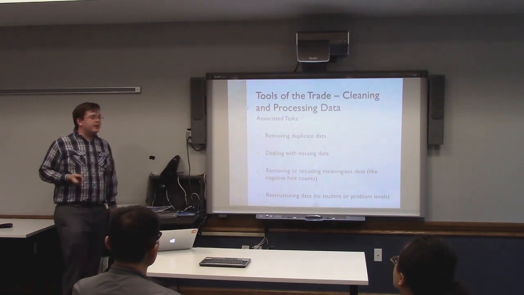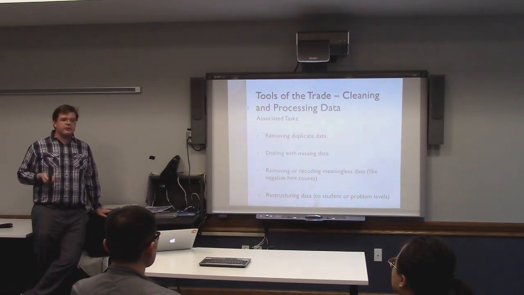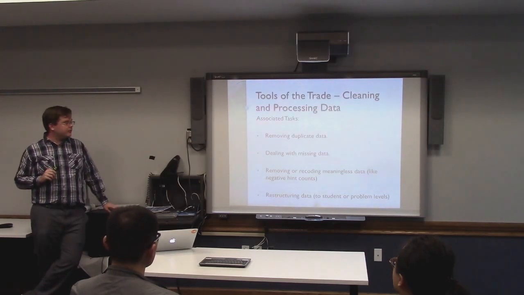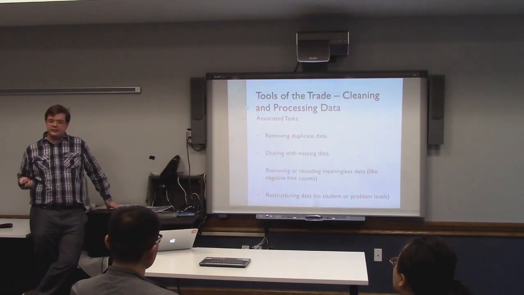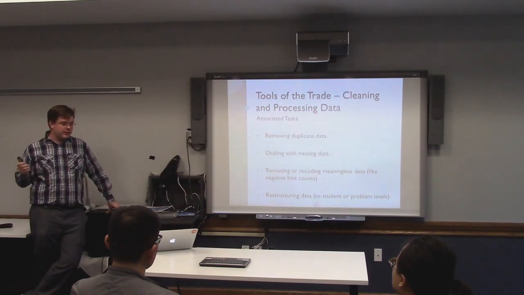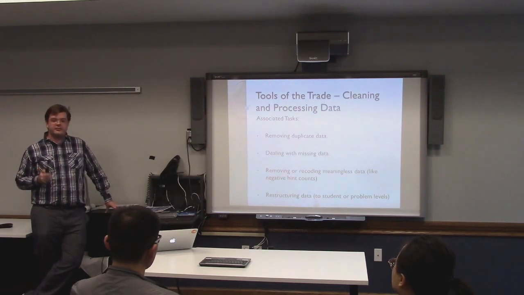So, moving on to cleaning and processing data. What are we going to be doing in this step? We're going to be looking for and removing duplicate data. We're going to be dealing with missing data. We're going to be removing or recoding meaningless data, things like zeros or NAs, negative hint counts, test student accounts that might be in your data somewhere. And we're going to be restructuring data.